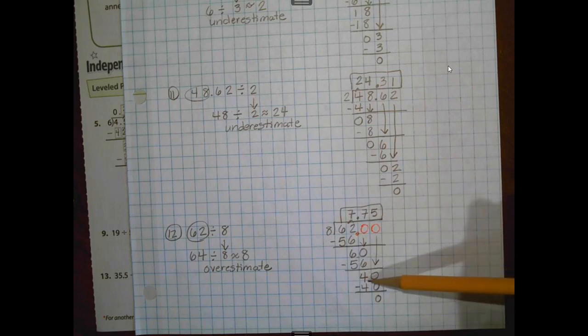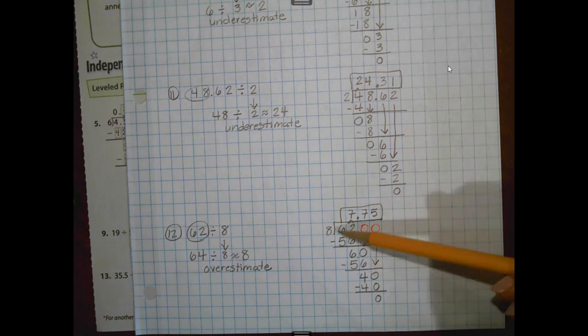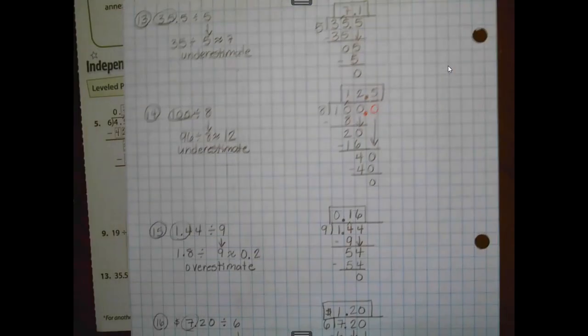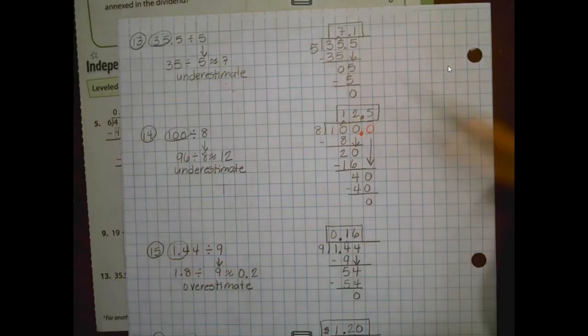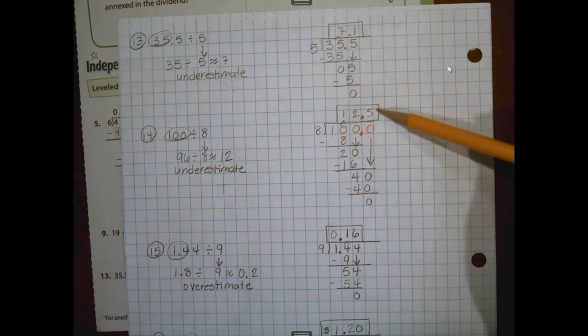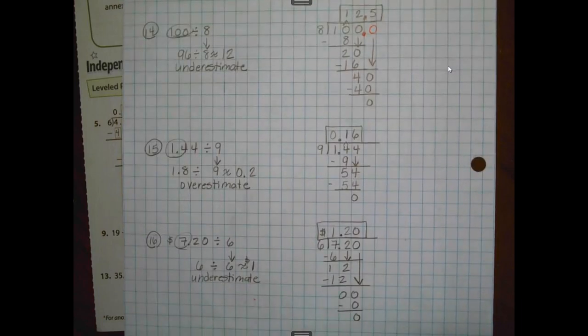I need to keep going, so I annexed another 0, brought it down. 8 went into 40 5 times. 5 times 8 is 40. My decimal stops there, so I get the quotient 7 75/100ths. On the back, number 13, pretty straightforward. Number 14 required us to annex a decimal and a 0 to finish this problem up with the quotient 12 5/10. And number 15 and 16 were straightforward as well.